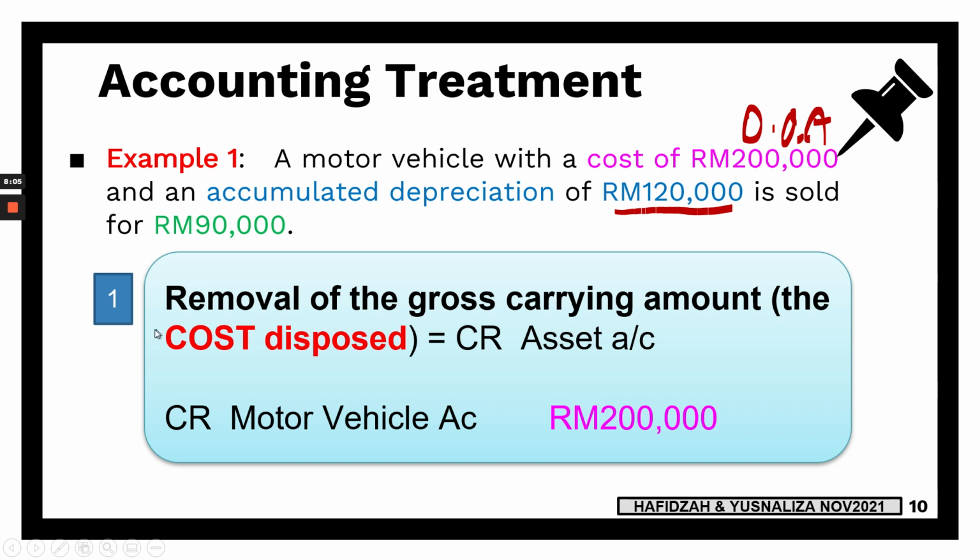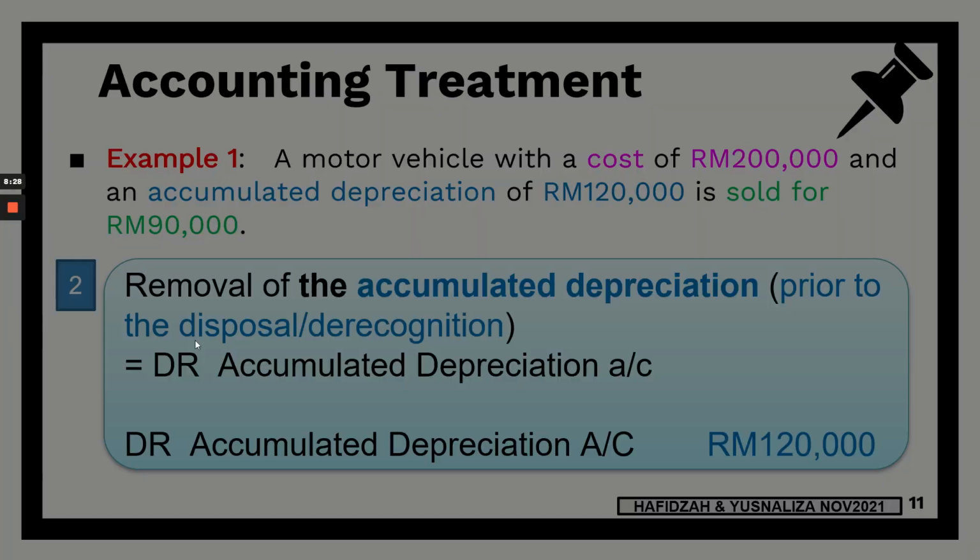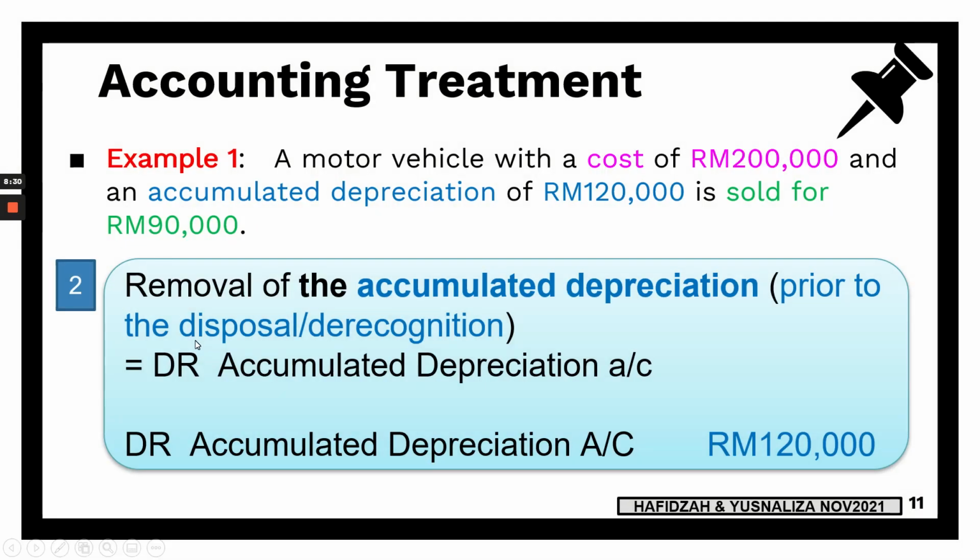Okay, so the first one, as usual, is to remove the cost. So later, individually, you are going to credit the motor vehicle account. Of course, there will be an account that will be debited, but this is doing it step by step. What is the account that you need to credit? The motor vehicle, 200,000, with the cost being disposed. That is the gross carrying amount that is going to be credited. So we will later combine that in one journal entry, but we'll do it one by one first.